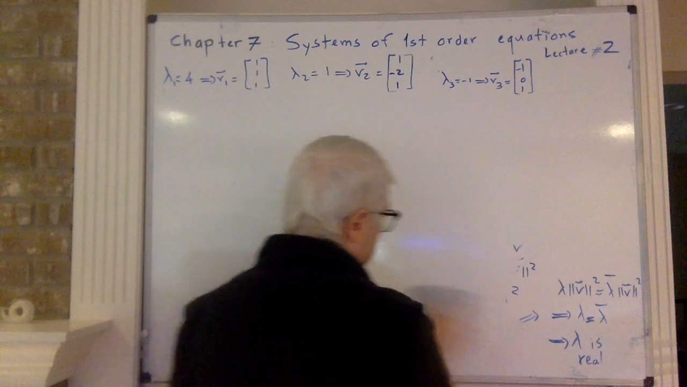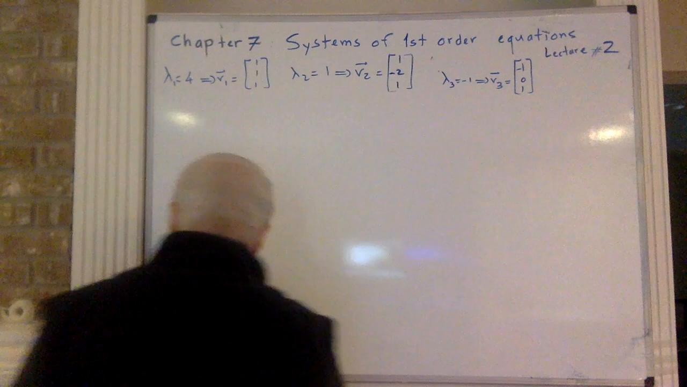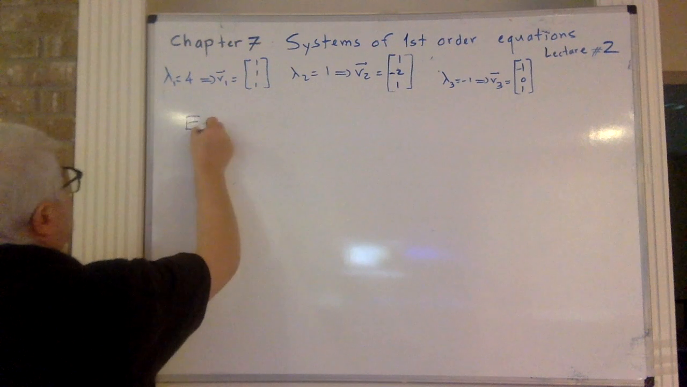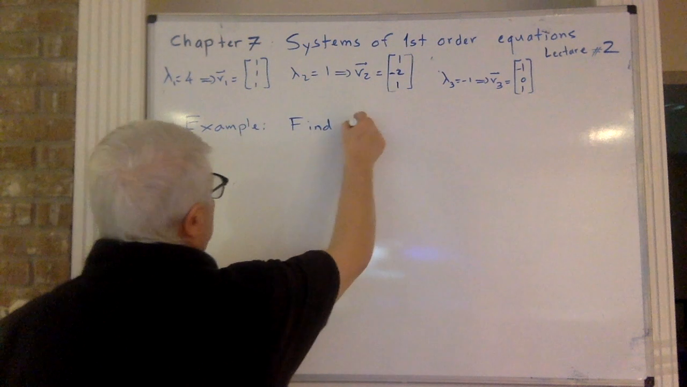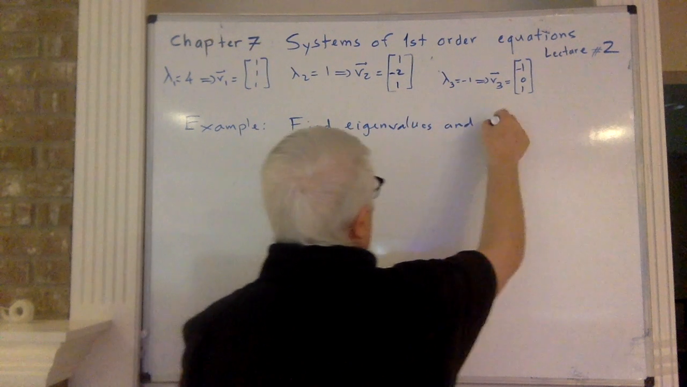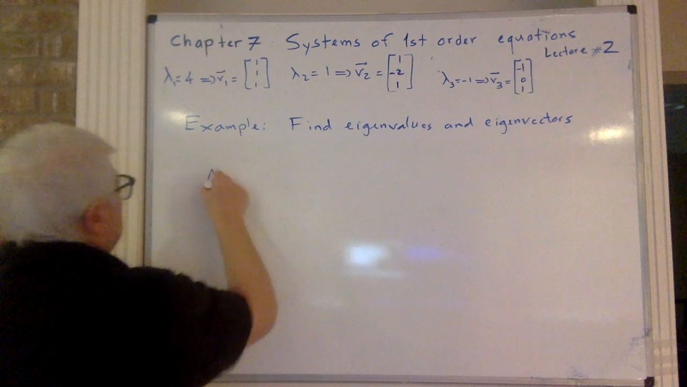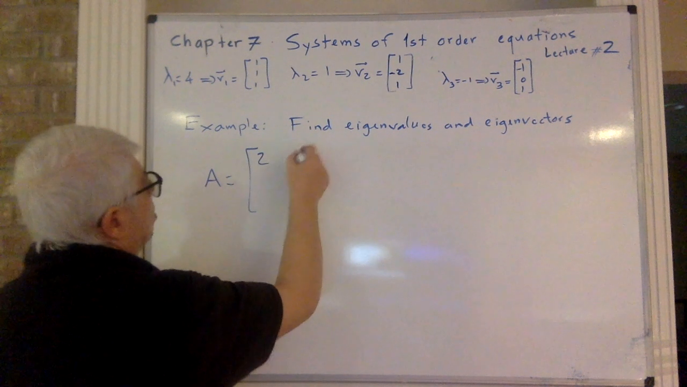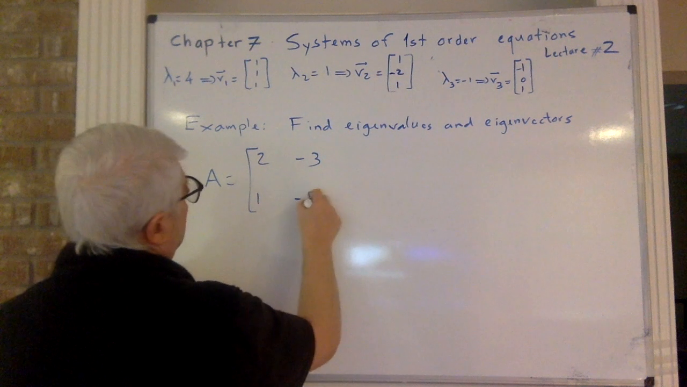So in the three minutes that I have, let me just give you an example where we have complex eigenvalues. Find eigenvalues and eigenvectors. So A is, let's just write a 2 by 2 which is not symmetric: 2, minus 3, 1, minus, say, 5.